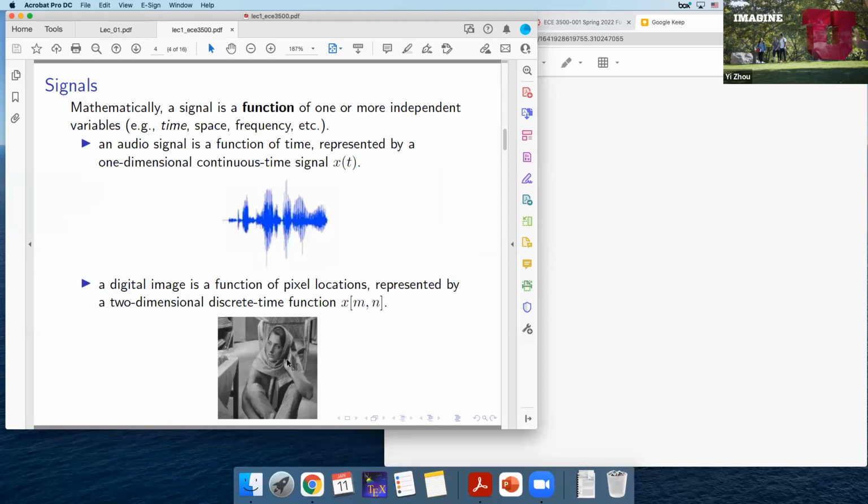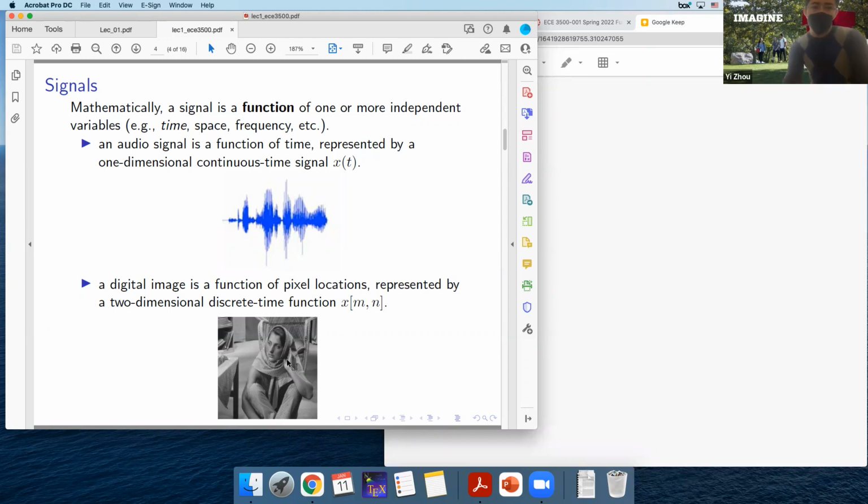Okay, and here are some signals that we have been seeing frequently in the field of electrical engineering. First of all, how do we mathematically define the signal? We define the signal as a function. Signal is basically a function of one or more independent variables. The variables would depend on the specific domain that we are looking at.